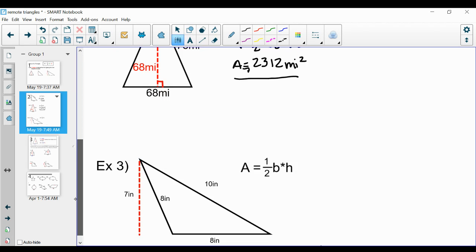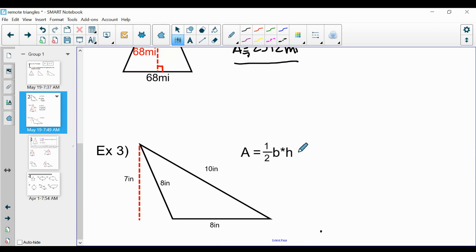The last one here, the base is this 8 right here. That's my base. My height is not this height here. The height is actually from the highest point straight down. So that is the 7 inches there. So my formula will look like 1/2, base is 8 and height is the 7 there.